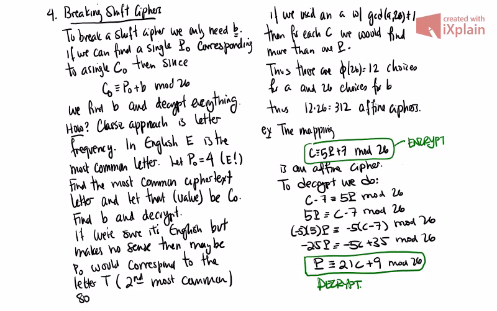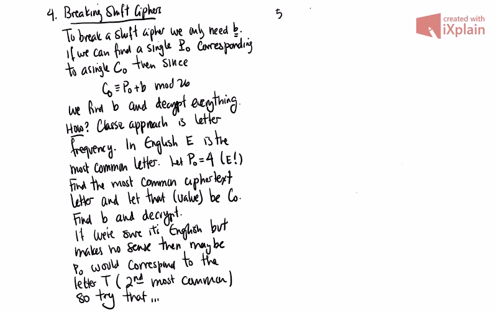All right, so you try that. And you could keep going. I mean, you could try everything, right? There's only 26 possibilities. So in reality, this is sort of goofy, but it gives you an idea about what's going on. So let's take a look next at breaking affine ciphers.